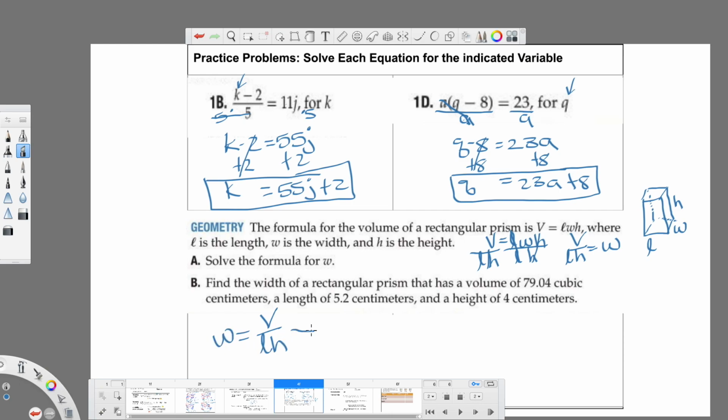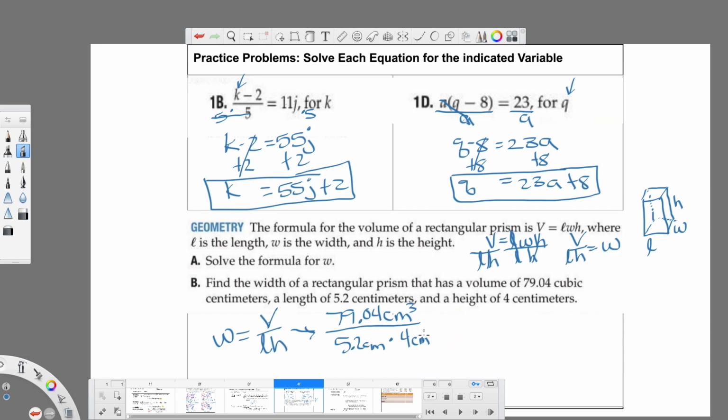So volume is 79.4, and we have cubic centimeters like this. And cubic means that it's been cubed, so we have a cube up here. Divided by length times height, so the length is 5.2 centimeters, and that's times 4 centimeters.